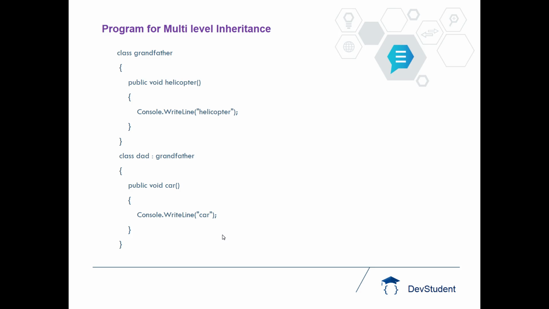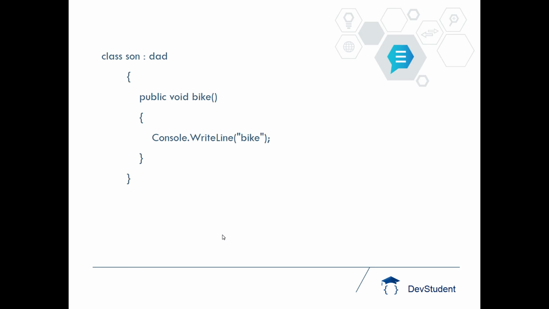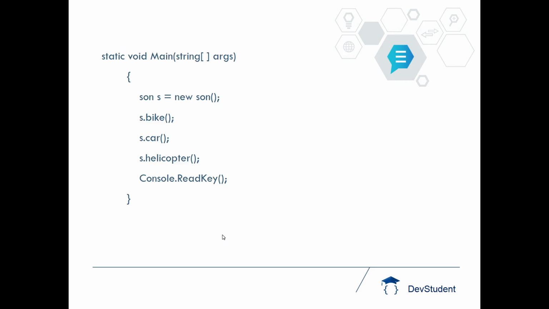The program for multi-level inheritance looks like this. There is a class called grandfather, which has a method called helicopter to print a text called helicopter. One more class is there called class dad, which is inheriting grandfather. That means here grandfather is the parent for class dad. Dad contains a method called car. Now I have one more class called son, which is the third class. It is inheriting from a class called dad, so this will become the subchild class. It also contains a method called bike to print the text called bike.